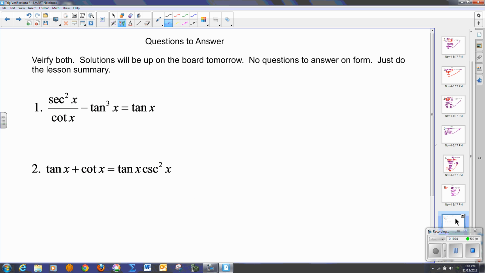So here are a couple of verifications I want you to do. I won't be able to give you an answer to fill in. In fact, I don't even want you to put an answer into the form. Just do these, and then I will have these answers worked out for you tomorrow up on the board so you can check them. Okay? Best of luck.